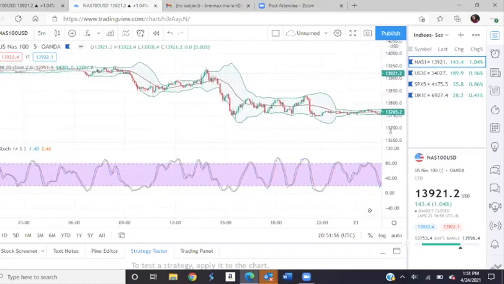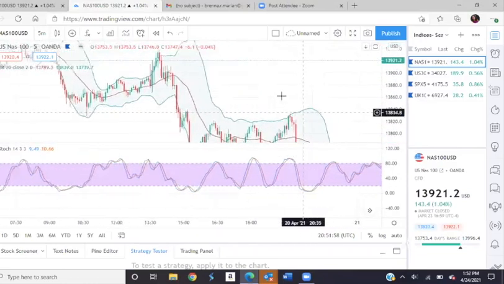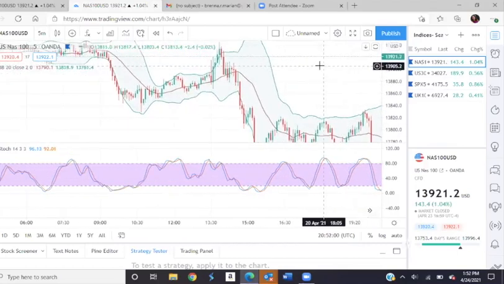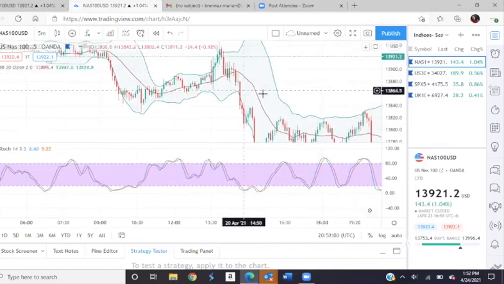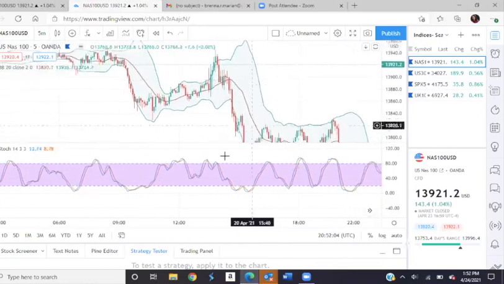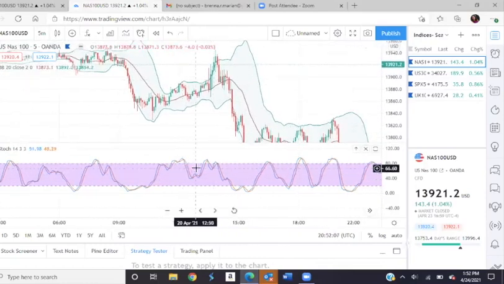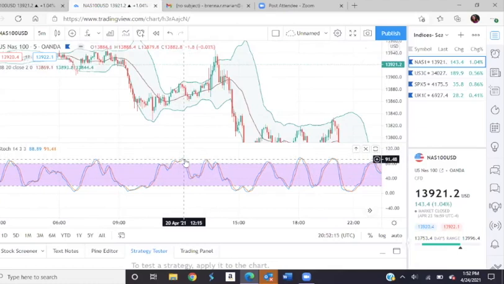Sorry, that's not what I meant to do. Just trying to make these candles bigger so we can see a little better.